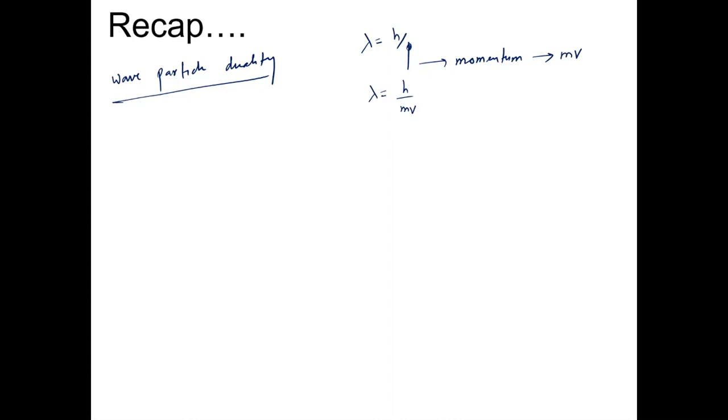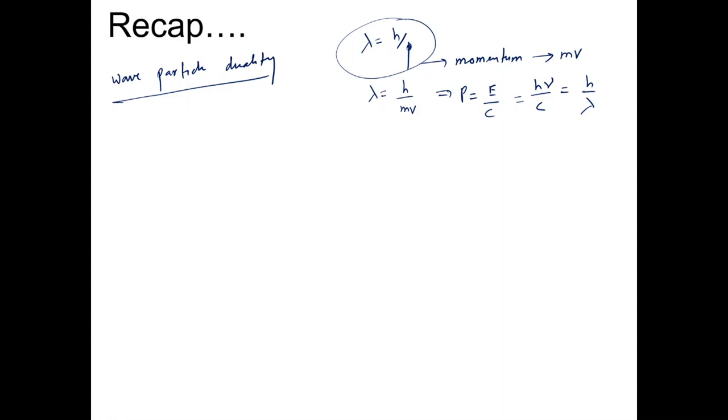I mean, this was derived by simple formula that p is nothing but the energy divided by speed of light in this case. So the energy is h nu divided by c, and this becomes h by lambda. If you rearrange, it becomes lambda equals h by p. There are a few other things that you should remember.